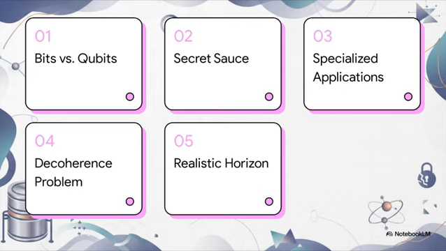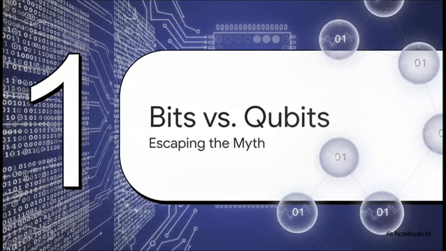Here's our structural journey for today's explainer. We're going to cover bits versus qubits, entanglement and interference, specialized applications, the decoherence problem, and finally, the realistic horizon. Section 1. Bits versus qubits, escaping the "both at the same time" myth.